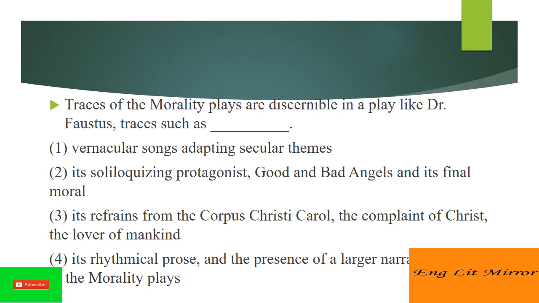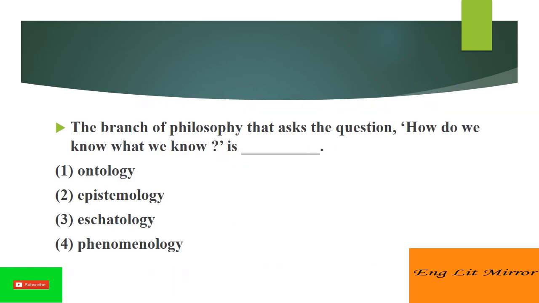Traces of the morality plays are discernible in a play like Dr. Faustus. Traces such as, answer is option 2, its soliloquizing protagonist, good and bad angels, and its final moral. The branch of philosophy that asks the question, how do we know what we know, is, answer is option 2, epistemology.